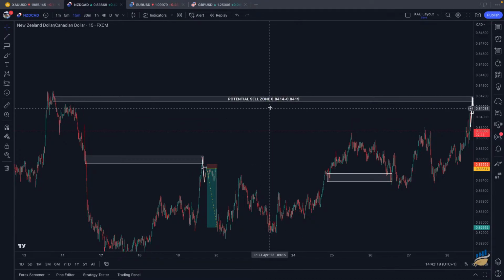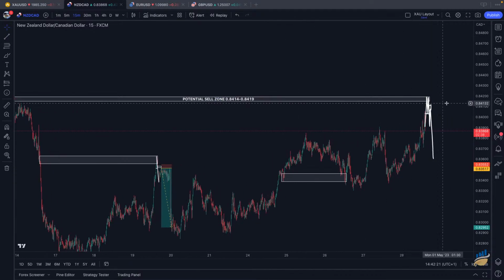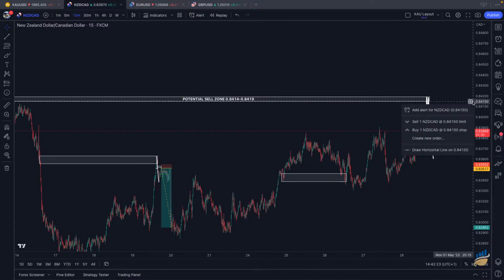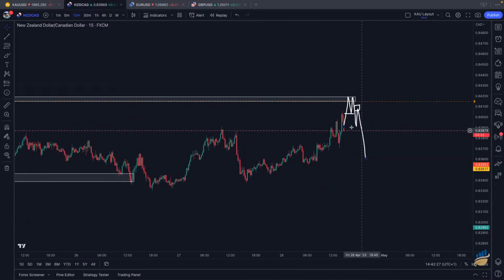Pause the video now and highlight this out on NZD CAD and set an alert as well. I'll be setting an alert around 0.84150. I want to see price trade into this, and then we can look to get involved in those shorts.